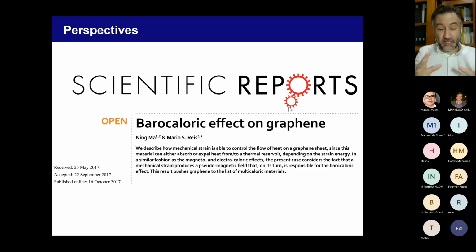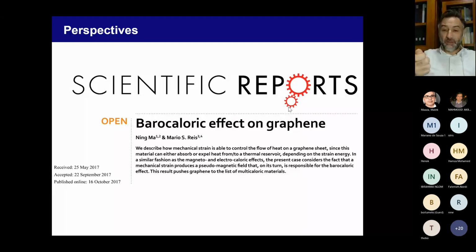Just for the sake of completeness, for those who are not familiar with caloric effects, let's take, for instance, a magnetocaloric effect. You have to bring the system to a particular initial temperature, without field. Then we apply a magnetic field, you reduce the entropy, and by doing so, the system has to be isolated from the surroundings. You have to keep the system in a condition that avoids heat exchange with the surroundings.